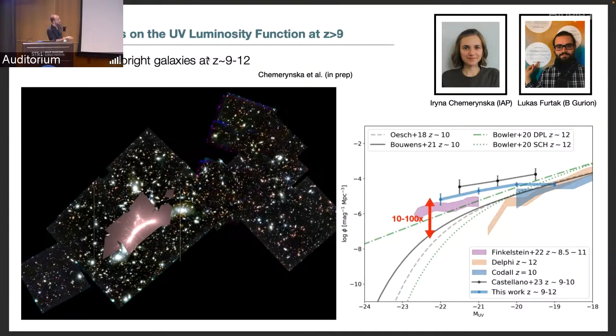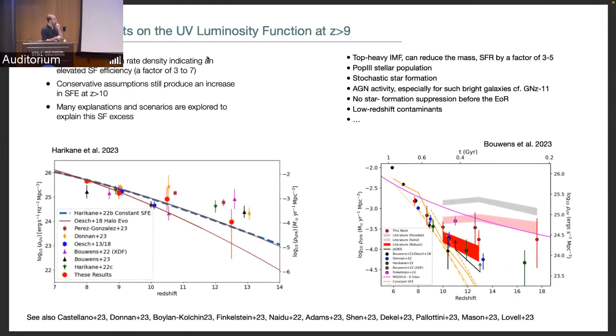So this is a factor of 10 to 100 higher than theoretical predictions and extrapolations from low redshift studies. I think we've seen this a lot, so I'm not going to go into details. These results go along the lines of the excess also in the star formation rate density at those redshifts at the bright end. And of course, many explanations and scenarios are explored to explain this excess.